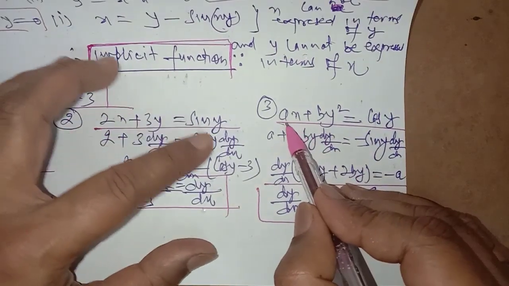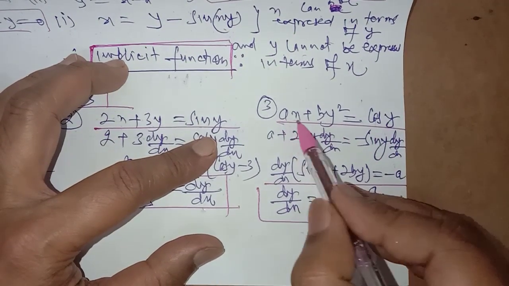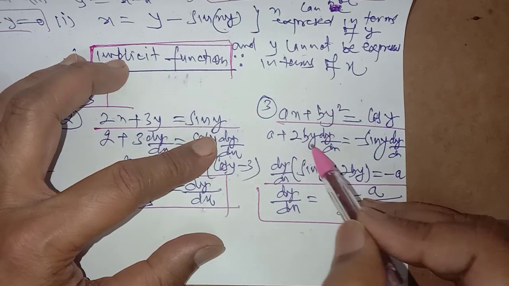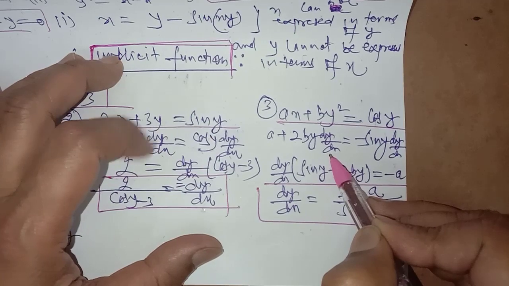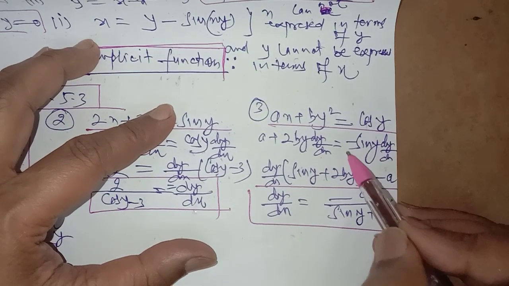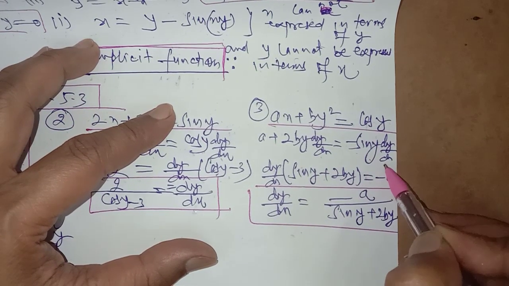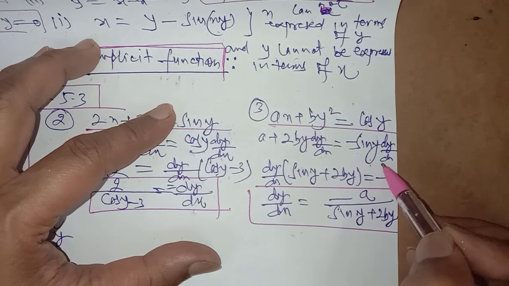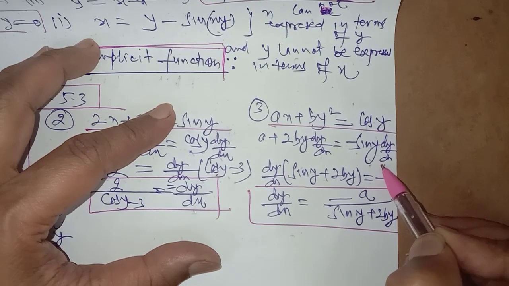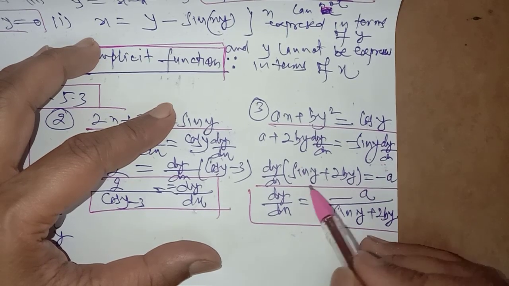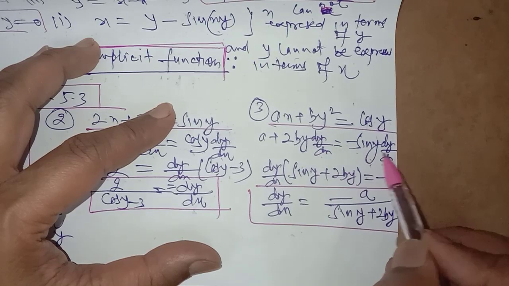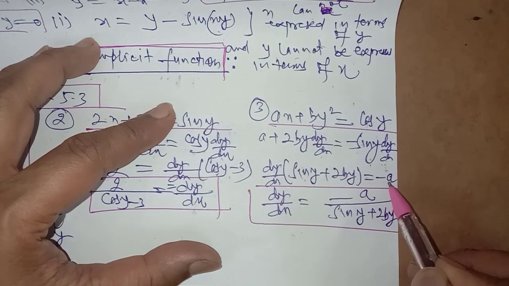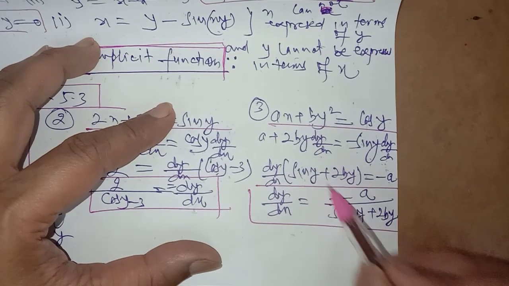Similarly here, ax plus by square is equal to cos y. The derivative of ax is a, and the derivative of by square, that is the derivative of y square, will be 2y, and you have to multiply with dy/dx. The derivative of cos y will be minus sin y, and you have to multiply with dy/dx. Whenever you are differentiating y, you have to write dy/dx there. It means we have differentiated y with respect to x. So again we have 2 on the other side. In these two you can take dy/dx common. So it will be (2by plus sin y) is equal to minus a. So dy/dx is equal to minus a upon this.